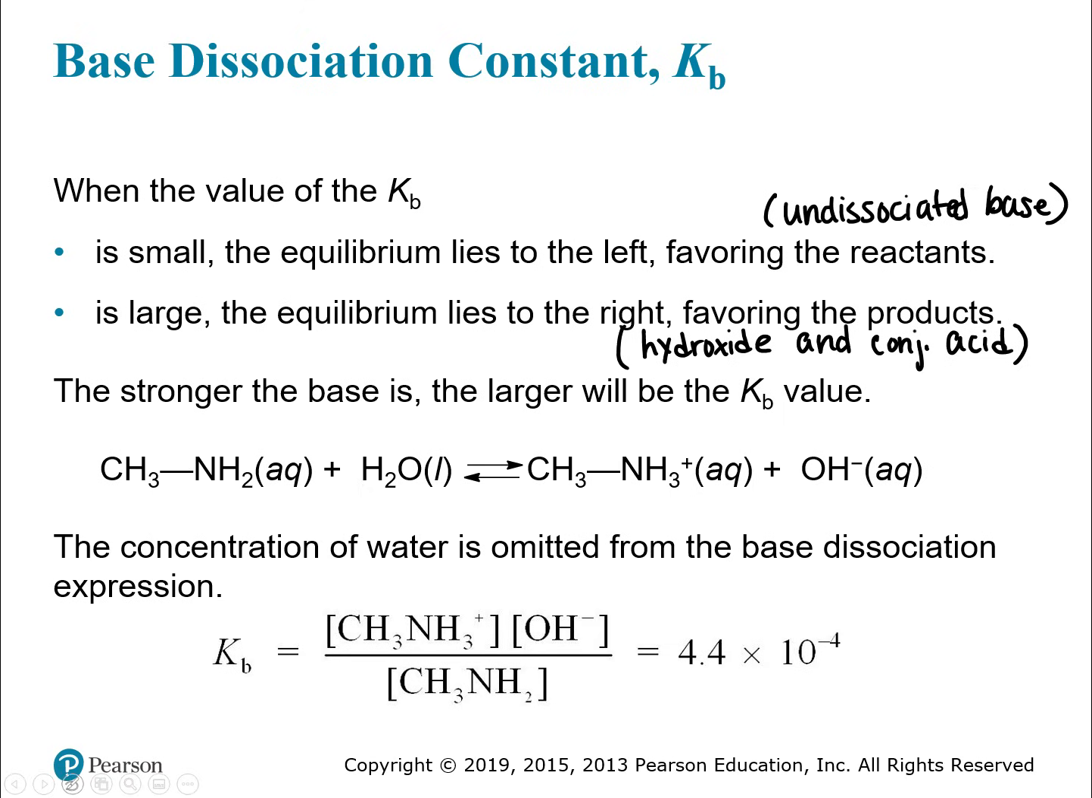Hydroxide, I'm going to highlight the word and the ion. This is the hydroxide ion. So the same rules apply for Ka and Kb. Small Ka, small Kb, that means that you have a weak acid or a weak base. If it's large, then you've got a strong acid or strong base. We write the Kb exactly like we write the Ka expressions, where the products are on top and the reactants are on the bottom, and we don't include water.